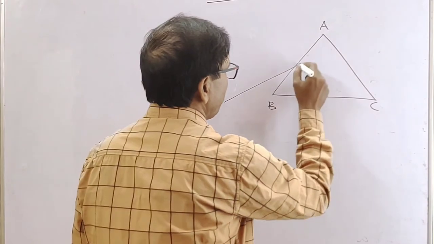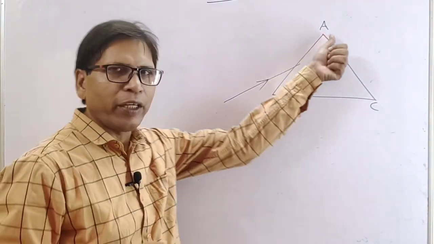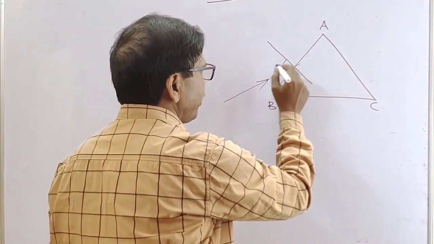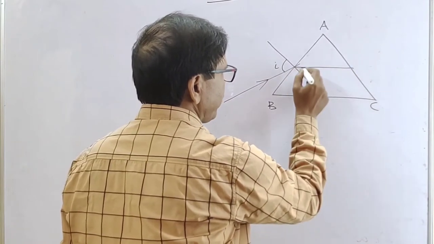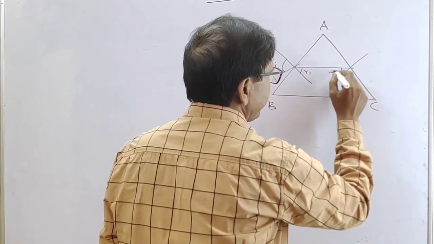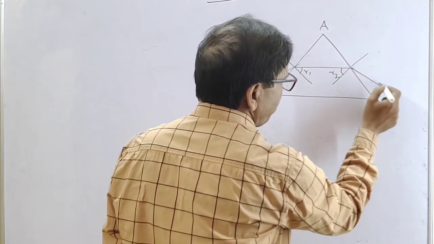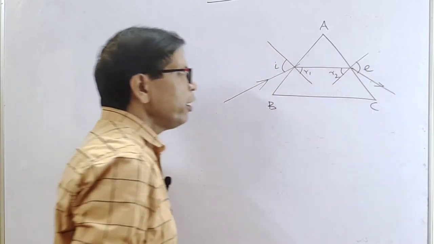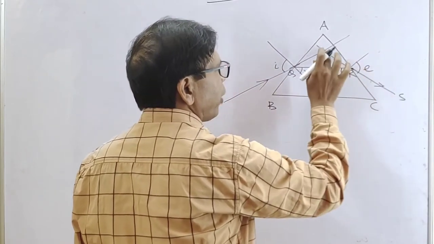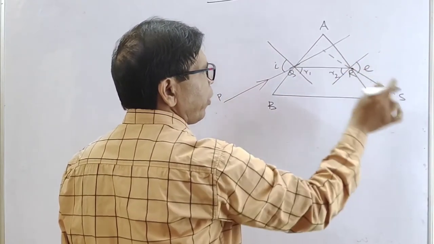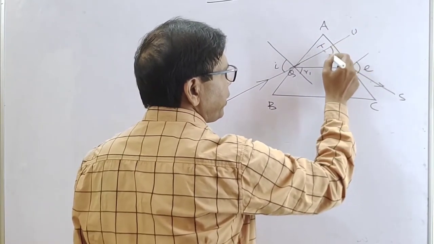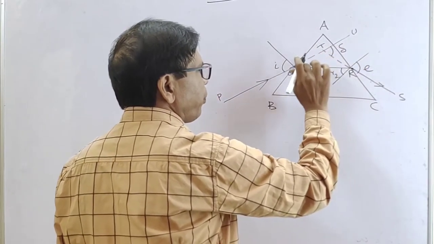Now next, the deviation of a ray in a prism. Suppose a ray PQ is incident on the surface AB of a prism. The angle of incidence is I and the angle of refraction is R1. At the second surface, the angle of incidence is R2 and the angle of emergence is E. If incident ray PQ and emergent ray RS are produced, they meet at the point T. So look at this, the angle UTR measures the deviation of the ray in a prism.